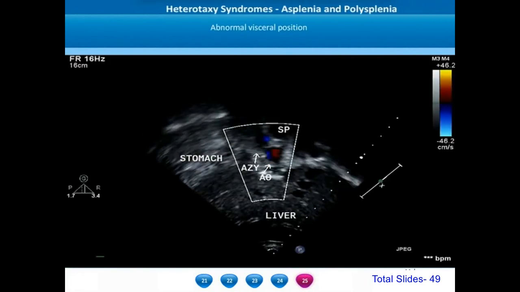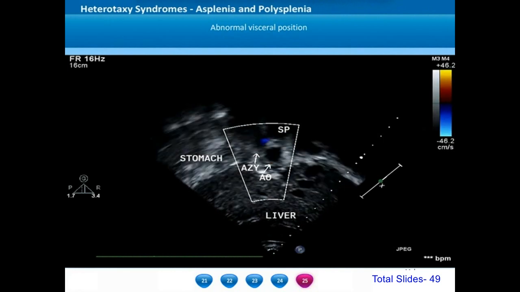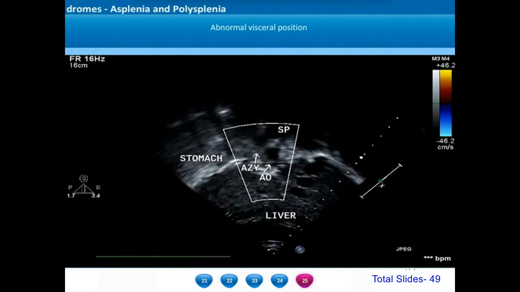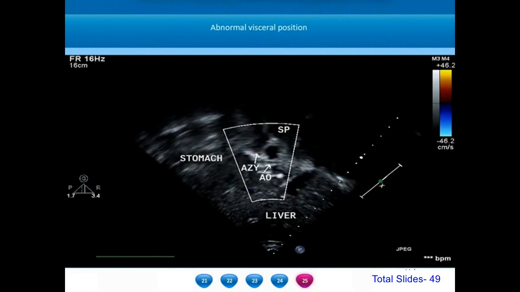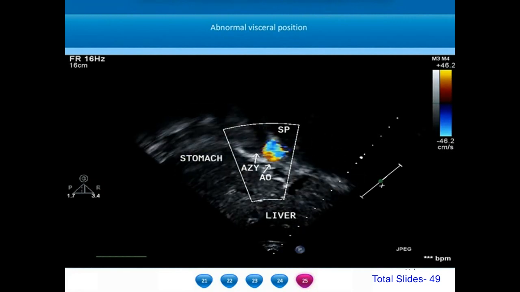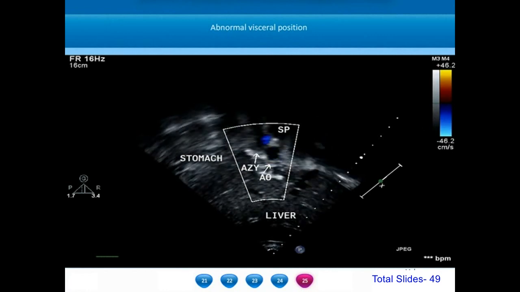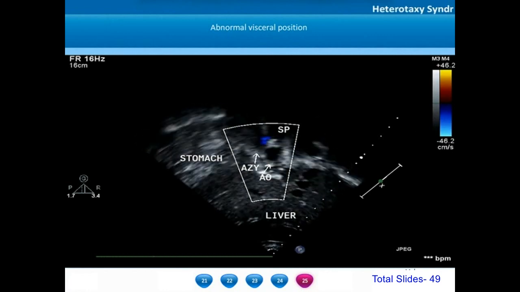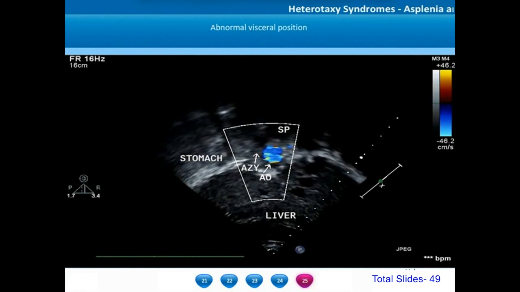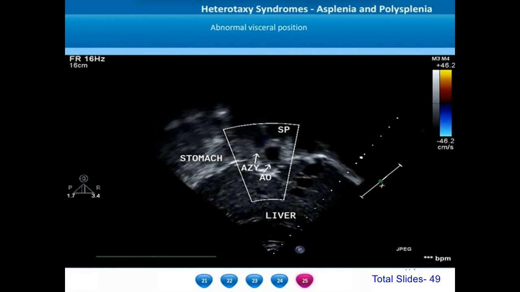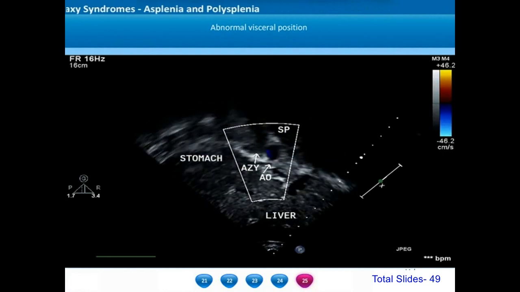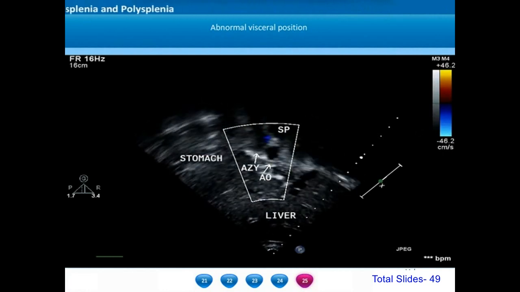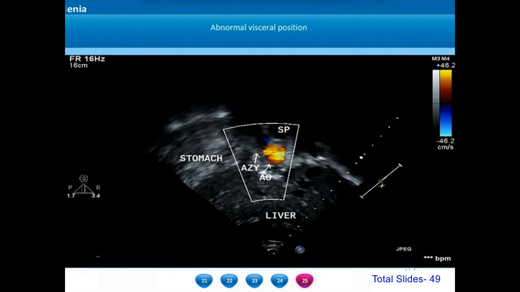On a subxiphoid coronal sweep, we can appreciate the abnormal visceral position. The stomach is seen on the left side and the liver is in midline. We can also appreciate the aorta and the azygos on the same right side of the spine. The venous channel is not anterior to the aorta but is posterior to the aorta in the paravertebral gutter, indicating that the inferior vena cava is interrupted and continues as azygos vein.